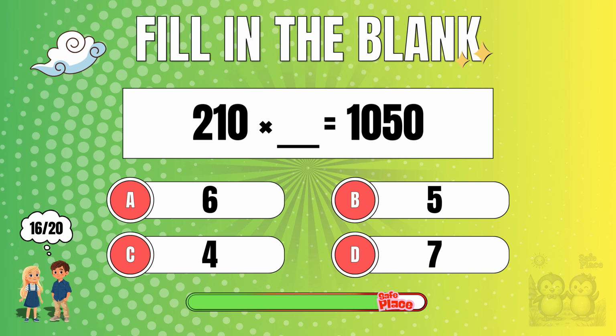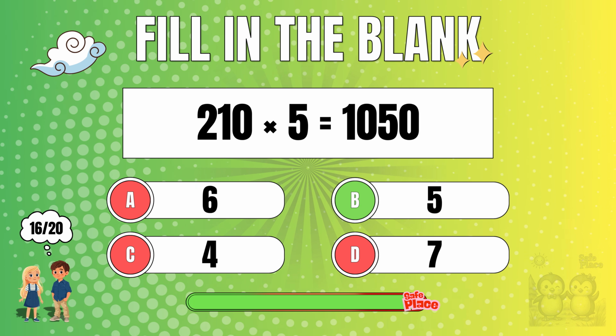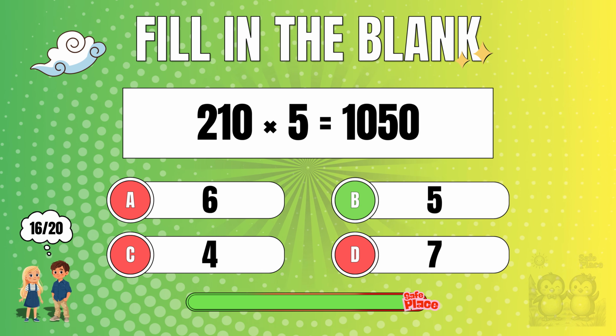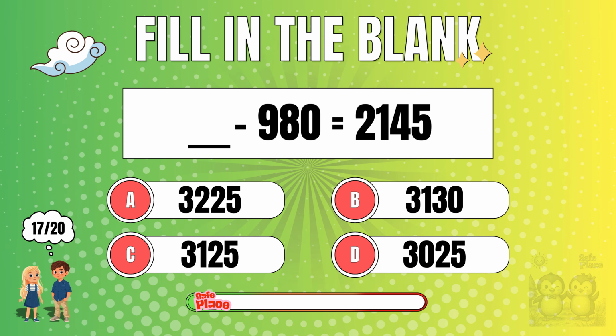3, 2, 1. The missing number is 5. 210 times 5 equals 1,050. Blank minus 980 equals 2,145.